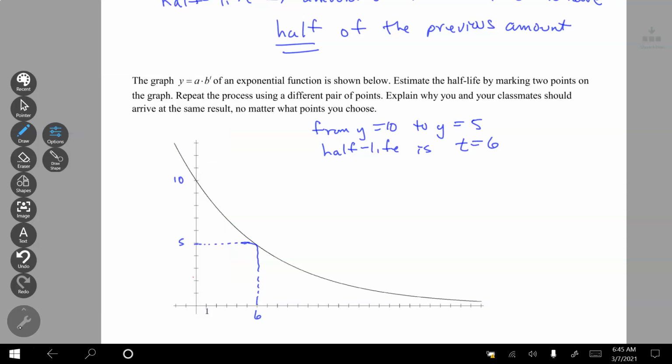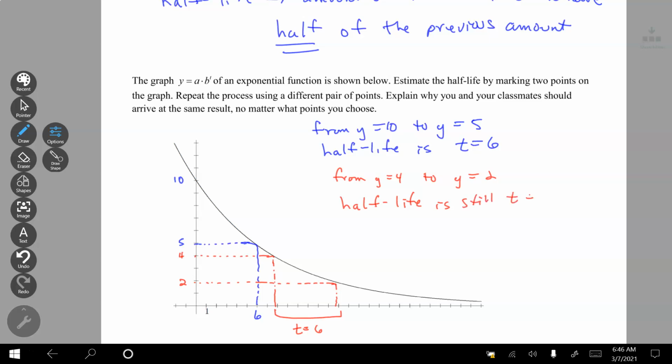Let's try another example. Well, if I make this 4 and I make half-life 2, well, this comes out to here, and of course I'm just doing it as best I can, eyeballing it. This comes out to here, and I notice from here to here this is still t equals 6. So from y equals 4 to y equals 2, I still have a half-life of t equals 6.